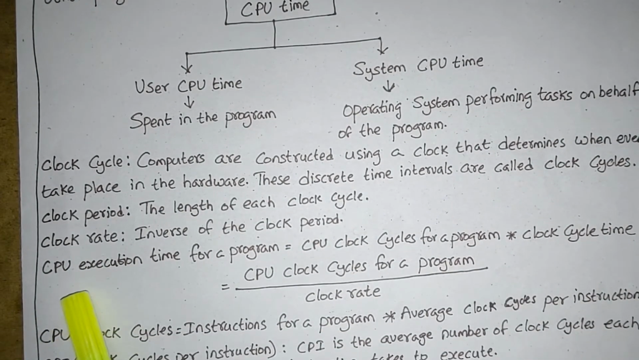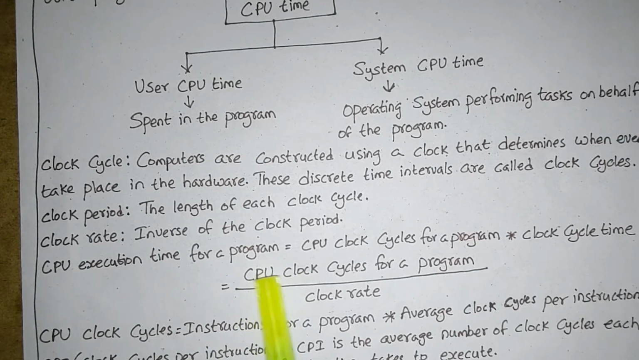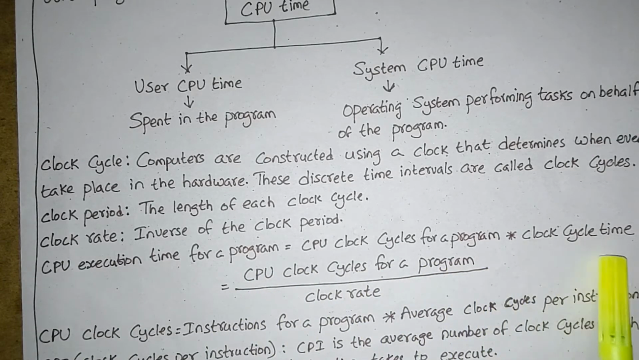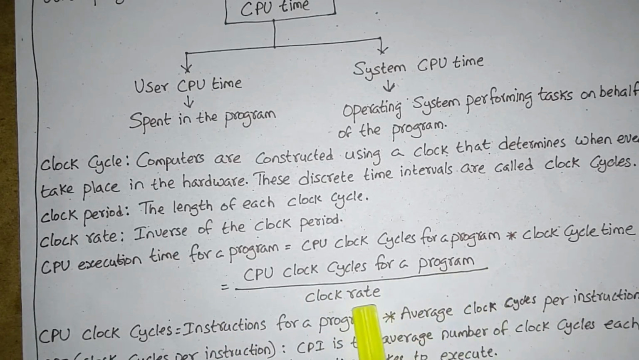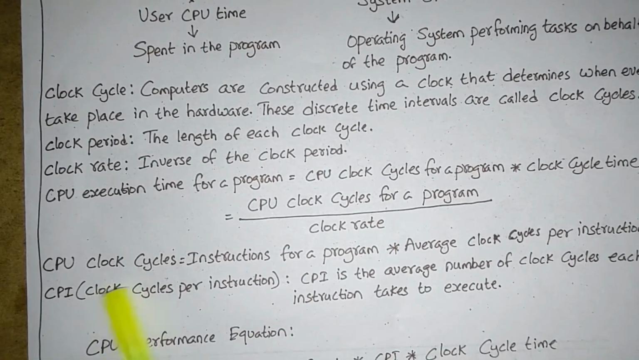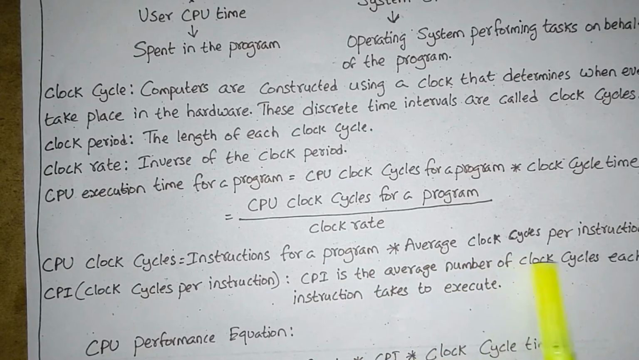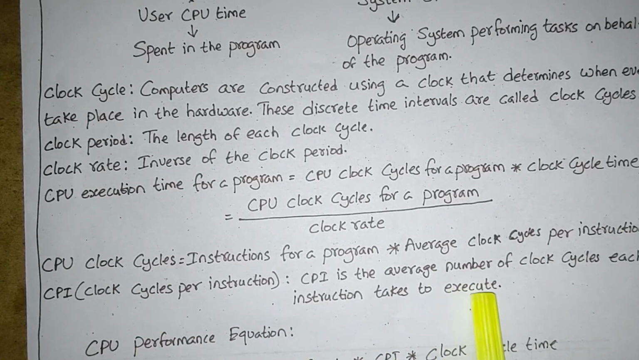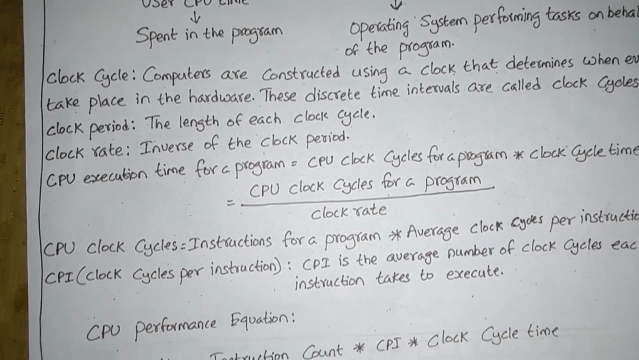Next, CPU execution time for a program is CPU clock cycles for a program times the clock cycle time. That is, we can write it as CPU clock cycles for a program divided by clock rate. Next, CPU clock cycles equal instructions for a program times average clock cycles per instruction. CPI, clock cycles per instruction, is the average number of clock cycles each instruction takes to execute.